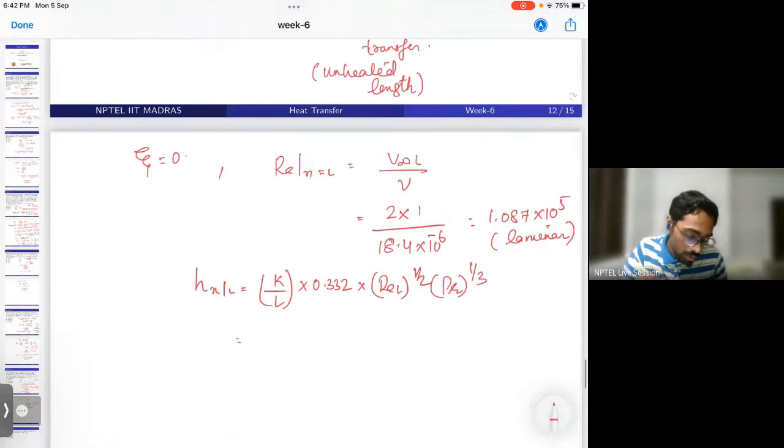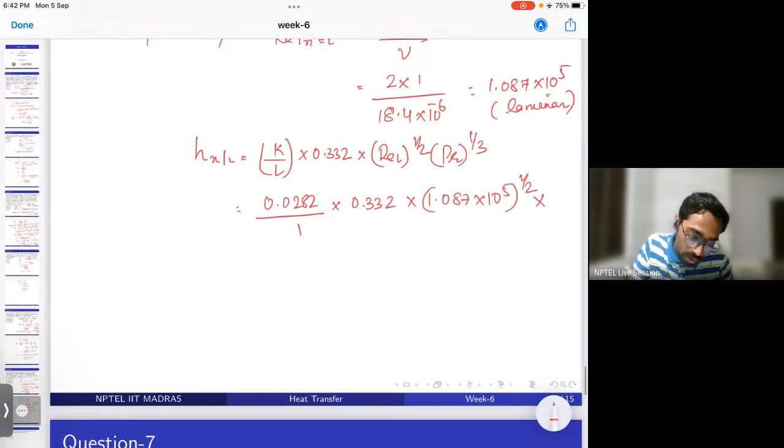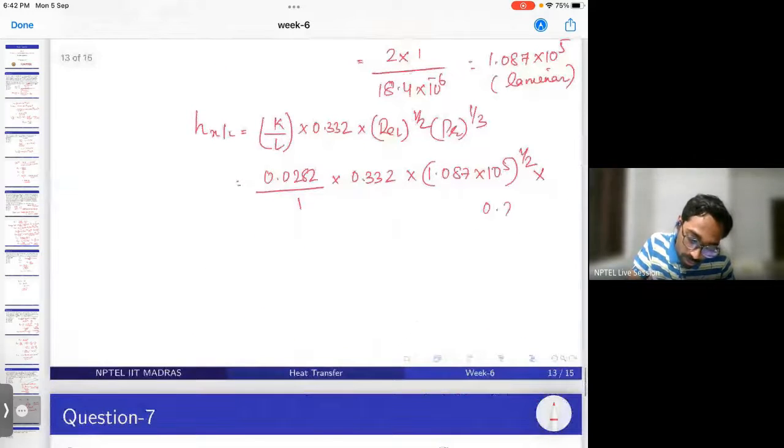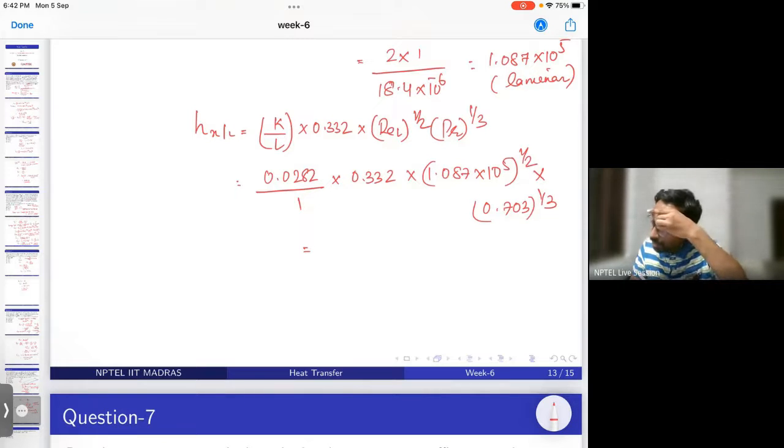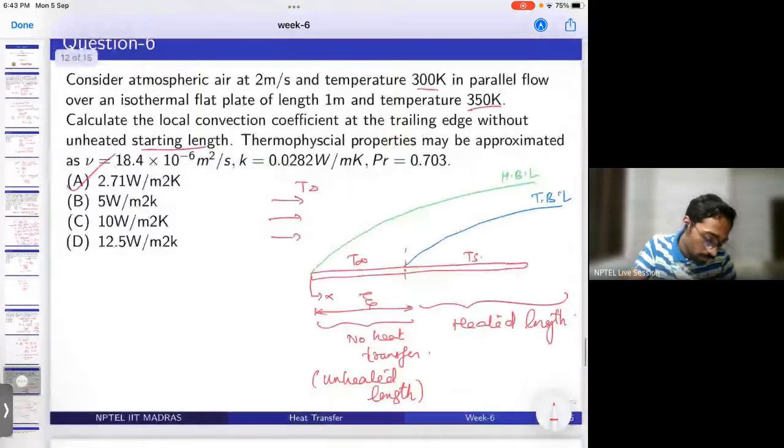So k is given how much? 0.0282 into 0.332 into (1.087 × 10^5) raised to 1 by 2 into Prandtl number, which is given as 0.703, raised to 1 by 3. So the answer h_x comes out to be 2.71 watts per meter square Kelvin. So this is the heat transfer coefficient at the trailing edge without a starting edge.